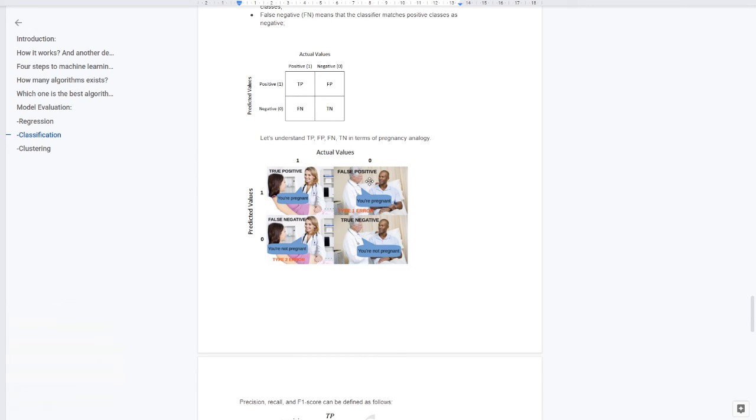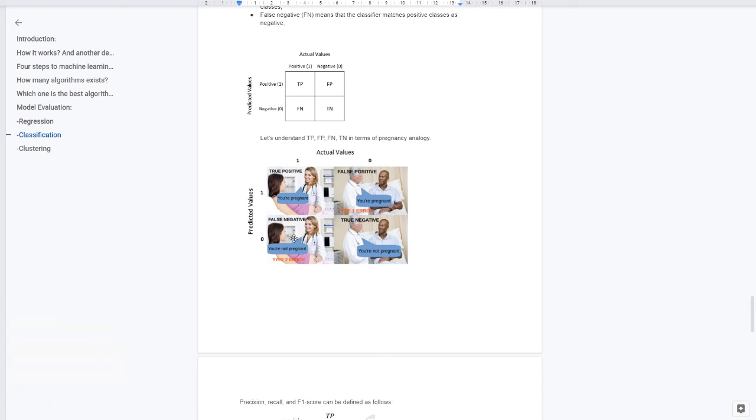In the right picture, we have an example of false positive. It is impossible for a man to be pregnant, but the machine predicted that he is pregnant, and here we have an error.